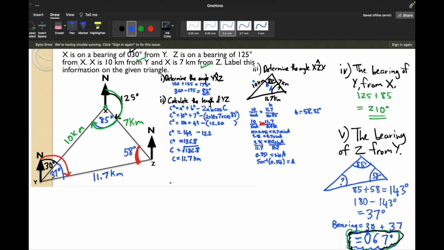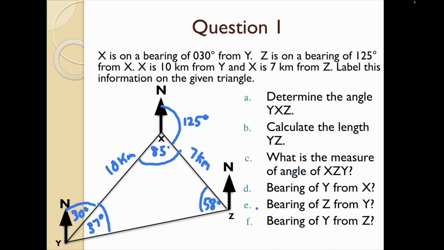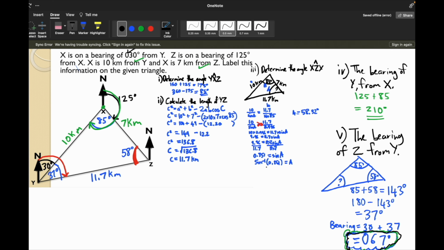I think we have one more for this one. Last one. The bearing of y from z. So we want this bearing here now. We want to work this out. So that's the last part for this. Essentially, we want to work out what this bearing here is now. Right here, the bearing of y from z. Okay? Let's see what y'all gonna come up with.